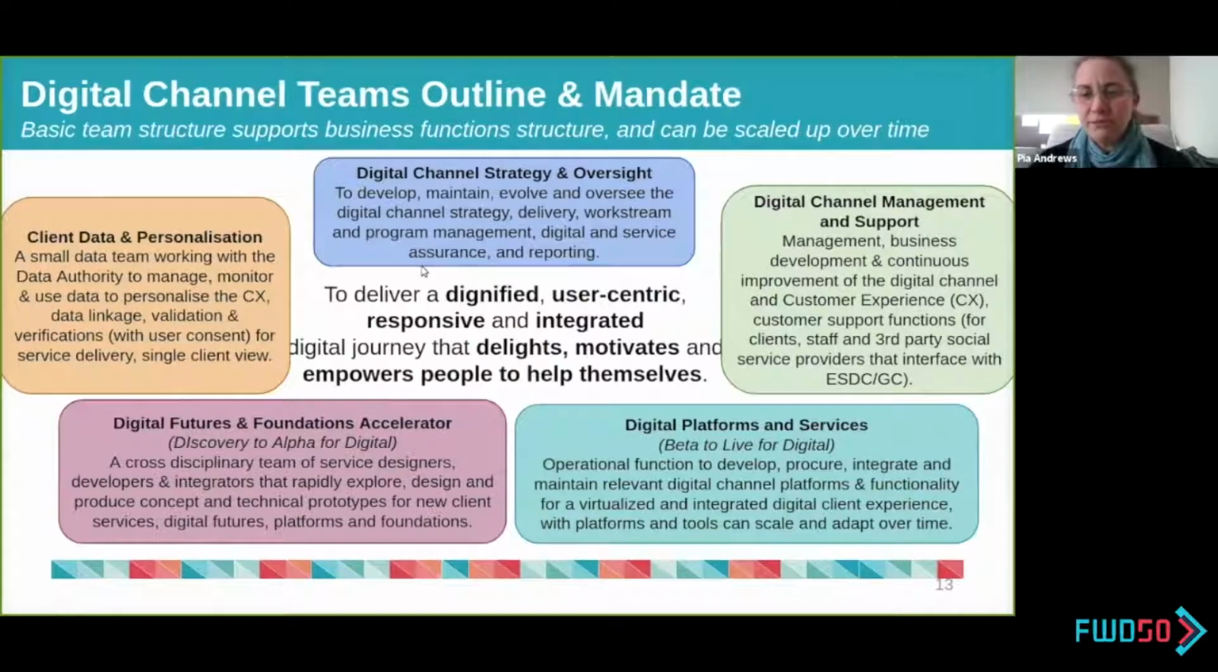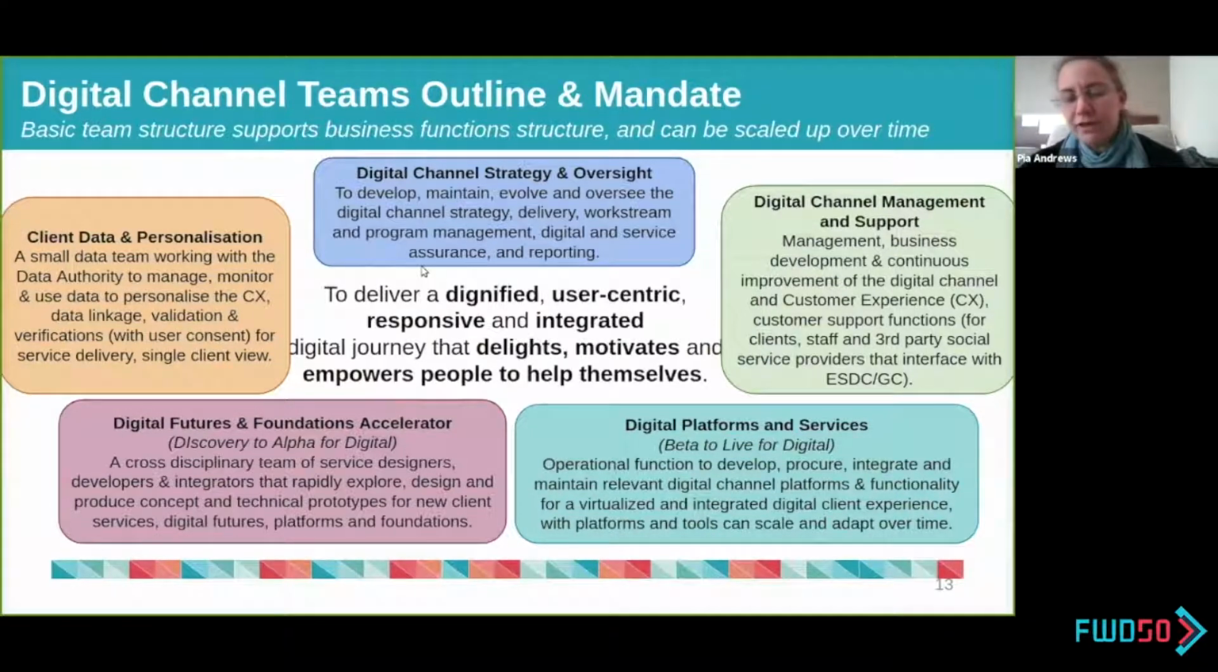How do these 5 teams fit together? Well, I won't go into too much detail now, but at a high level, these 5 teams, which were shared some months ago now with the Canadian digital government community, are a digital channel strategy and oversight team, a digital channel management and support team, a client data and personalization team, and then the 2 teams at the bottom are very closely related.